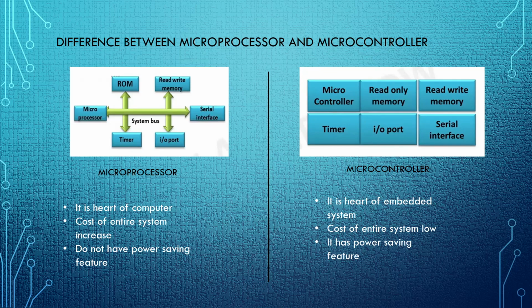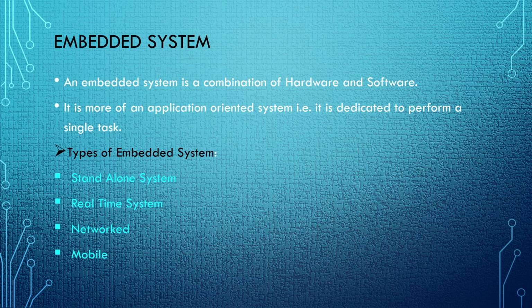The microprocessor is a part of the computer, while the microcontroller is a part of an embedded system. The cost of the entire system will increase with the microprocessor. The cost of the entire system will be low with the microcontroller. The microprocessor does not have the power saving feature. It has the power saving feature in the microcontroller.